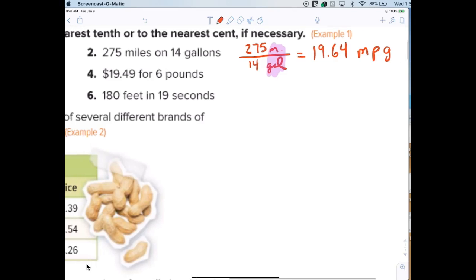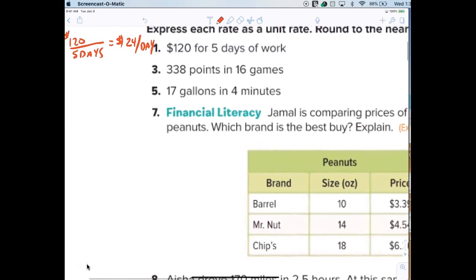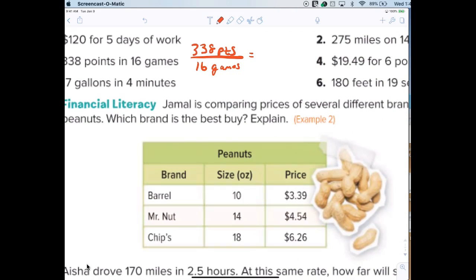So, now, number 3. All right, Sienna, how am I going to write number 3? That's right. So you would say 338 points every what? 16 games. So divide that out and tell me what that means.